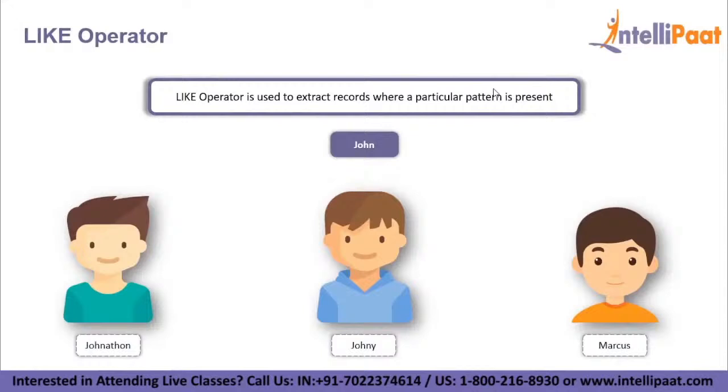So the like operator is used to extract those records from a table where a particular pattern is present. For example, we want to extract all those records where the person's name includes John. So if we have records of 3 people in our table with the names Jonathan, Johnny and Marcus, then with the help of the like operator, we can extract records where the names are Jonathan and Johnny, since they have the required pattern present in them.